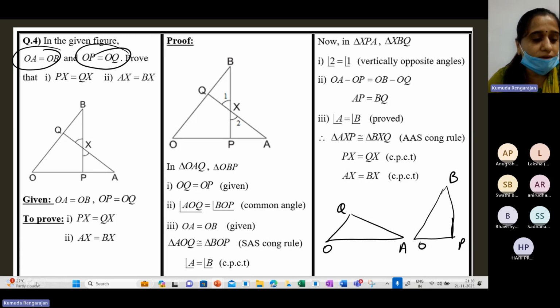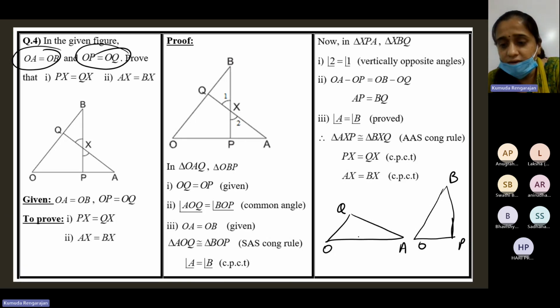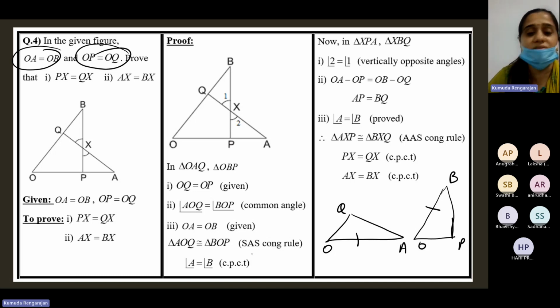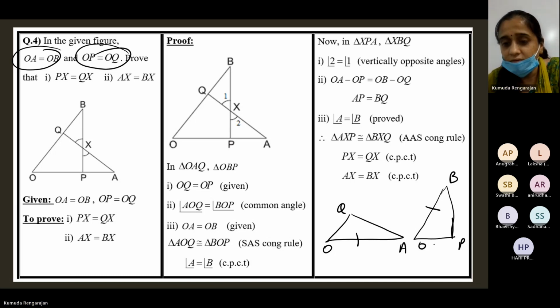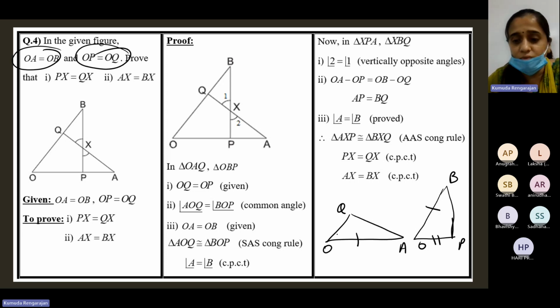OA is equal to OB. Then OP is equal to OQ. Where's OP? OP, this one, is equal to OQ. Now you understand why we have taken up these two triangles? Because another piece of information in the triangles is useful. See, now we have marked. You can see the triangle separately now. Watch the triangle OQA, that bottom triangle, and this OPB. And I've marked that information. OA is equal to OB, and then OP is equal to OQ.